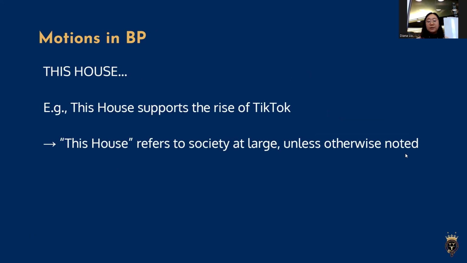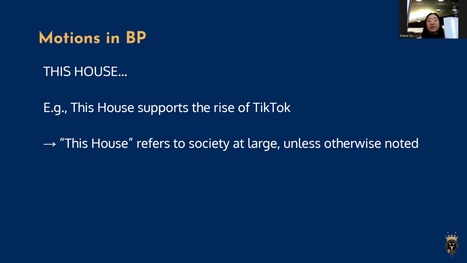So motions in British Parliament all start with this house. It's not any house in particular, it just refers to society at large, unless the motion otherwise specifies. So some motions will specify a particular actor, like a social movement, a particular individual, or a particular government. If nothing is specified, this just refers to the worldwide society.